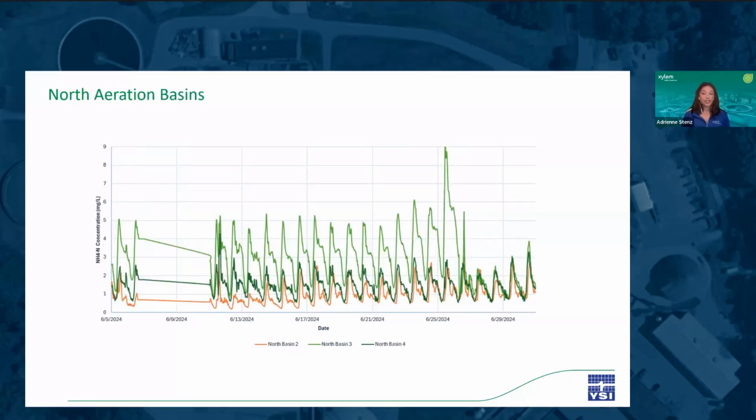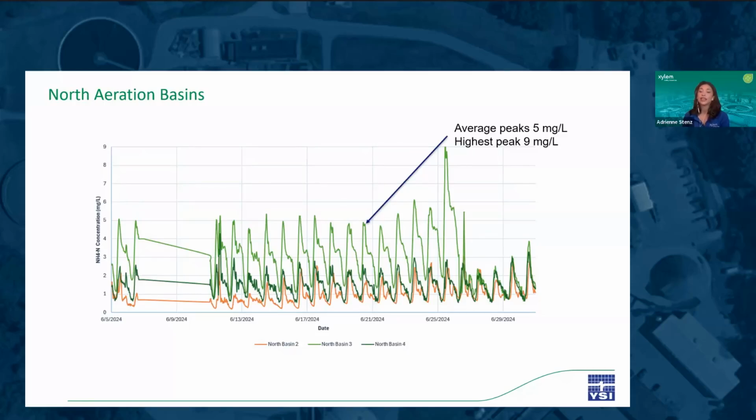These were the ammonia concentrations in the North Basins for the month of June. North Basin 3 saw the bulk majority of the ammonia load in the North Basins during this time period, with average peaks near 5 milligrams per liter ammonia, with one day reaching a peak of 9.